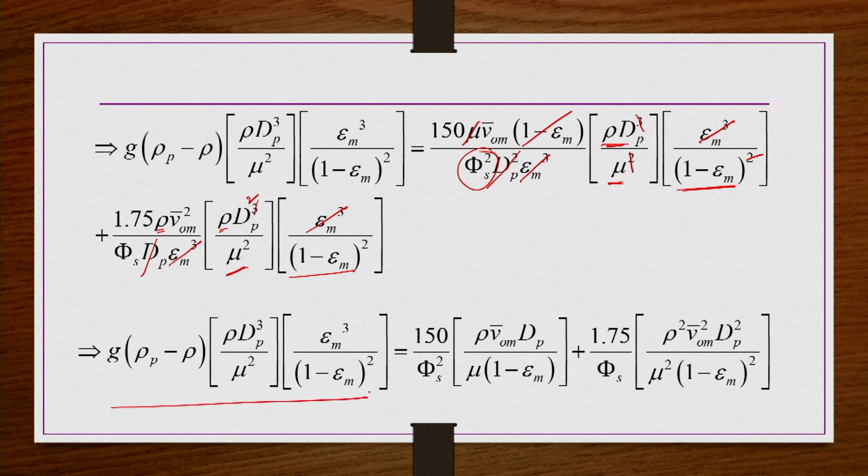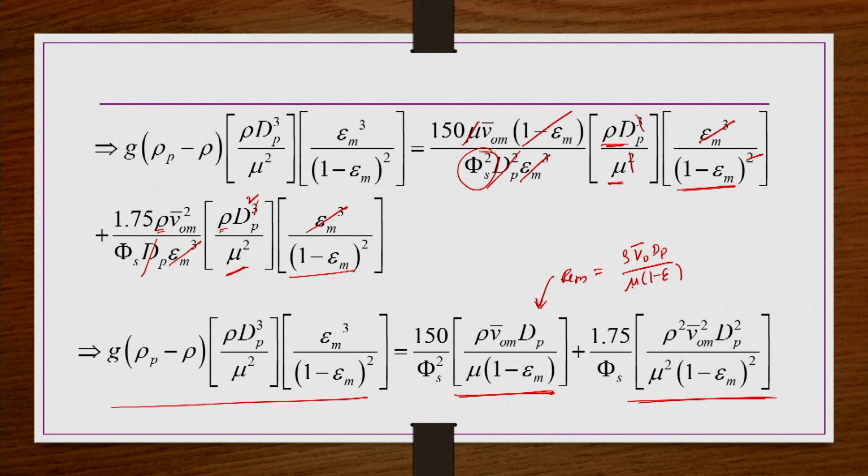So, left hand side is as it is, right hand side 150 by pi r square multiplied by this term is remaining, plus 1.75 by pi s multiplied by this term is remaining, and this is nothing but our REM. So, this is nothing but the Reynolds number definition, but the Reynolds number for packed bed we have defined as rho V naught bar dp by mu into 1 minus epsilon. This is how we define the Reynolds number for packed bed.